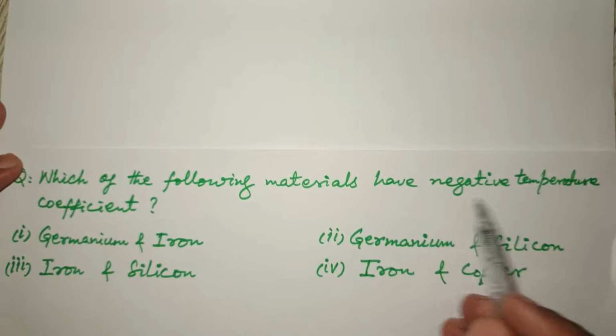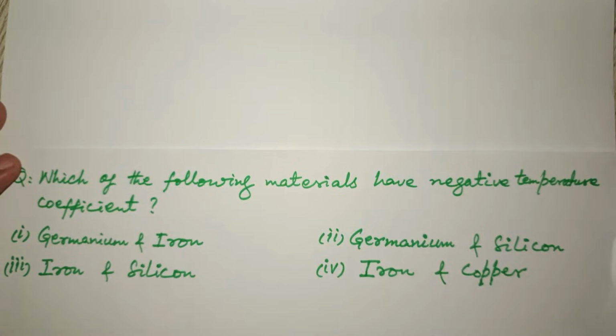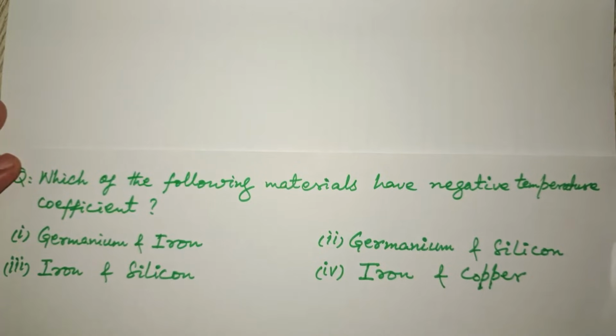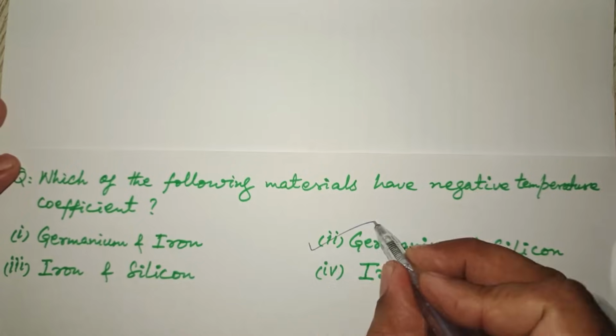Which of the following materials have negative temperature coefficients? Immediately we must know the definition of the negative temperature coefficient: the one whose resistance decreases with increasing temperature. This is a property which is associated only with semiconductors. So let's find out the pair of semiconductors out of these four pairs. The first one, germanium and iron. Iron is a metal, not a semiconductor. Reject it. This one is iron and silicon. Again, iron, cancel. This also has iron, copper, cancel. So germanium and silicon. Second option is okay.